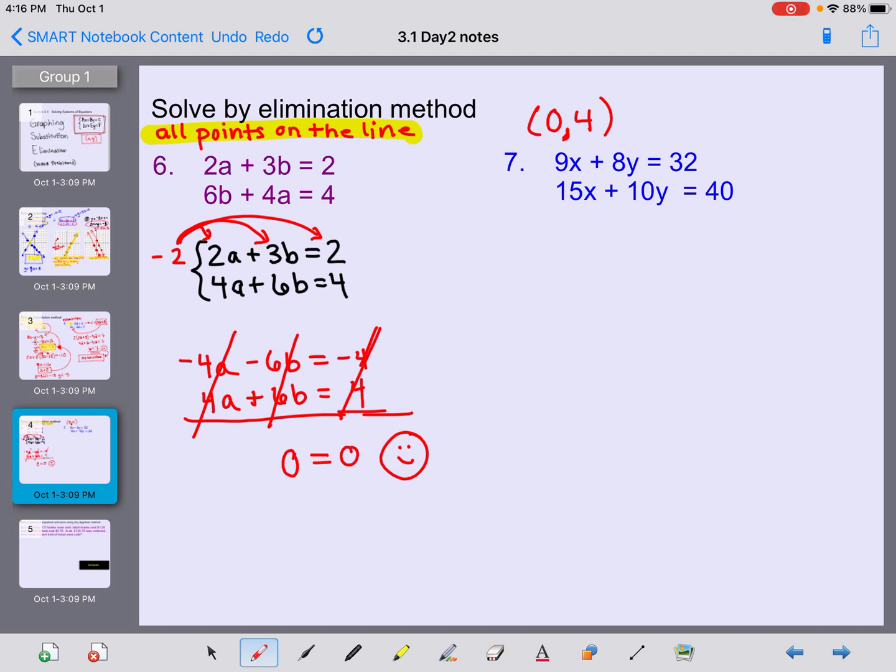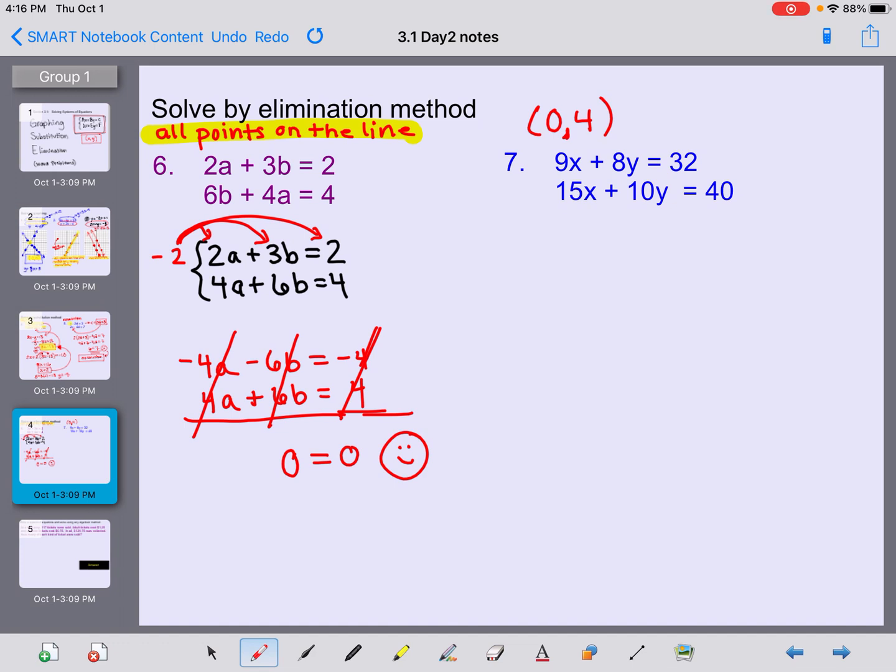Okay, number 7. Number 7 is a little bit tricky because 9 and 15 are not multiples of each other, so there's no one number you can multiply by them to cancel them. Same thing with 8 and 10, they're not multiples of each other. So it's a little bit harder to see what you can multiply by.